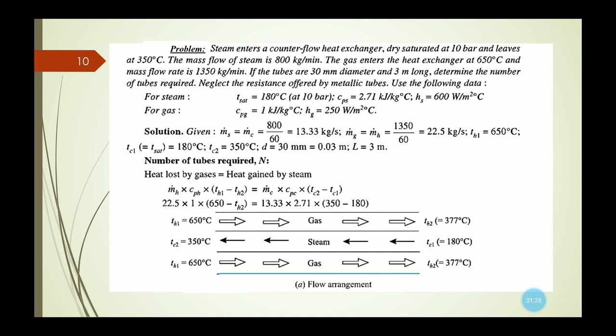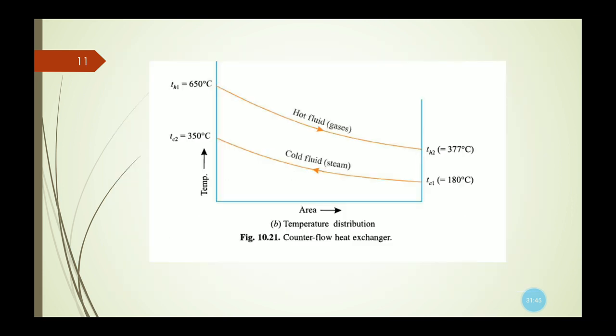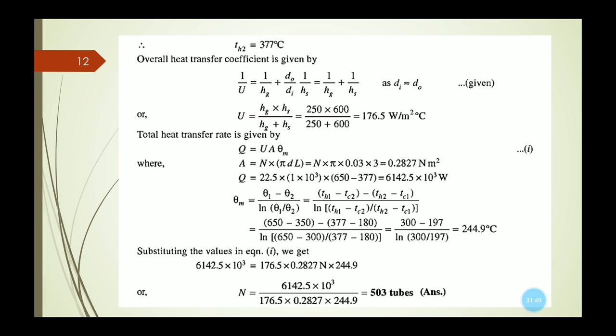So using the same concept that we have used earlier, that is heat lost by gases equals heat gained by the steam. These values are known to us. So using all the values given in this numerical, we can calculate the TH2, that is the outlet temperature of the hot fluid. This is coming as 377 degrees centigrade.